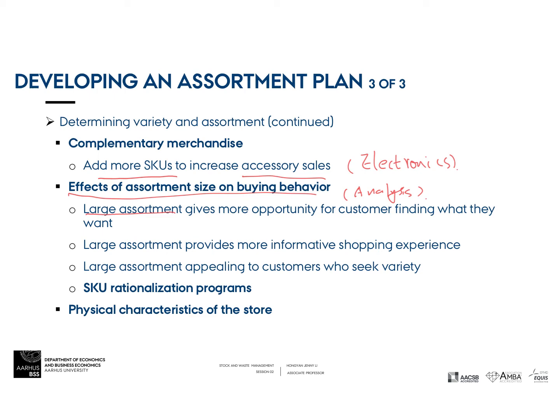These are all the positive things, but you also need to know a large assortment also means higher cost and more operating cost. So you need to have SKU level rationalization to indeed select the items in the assortment. Physical characteristics of the store should also be considered. Different stores may hold different assortments based on the location and the customer or the market. So this is about the assortment plan.